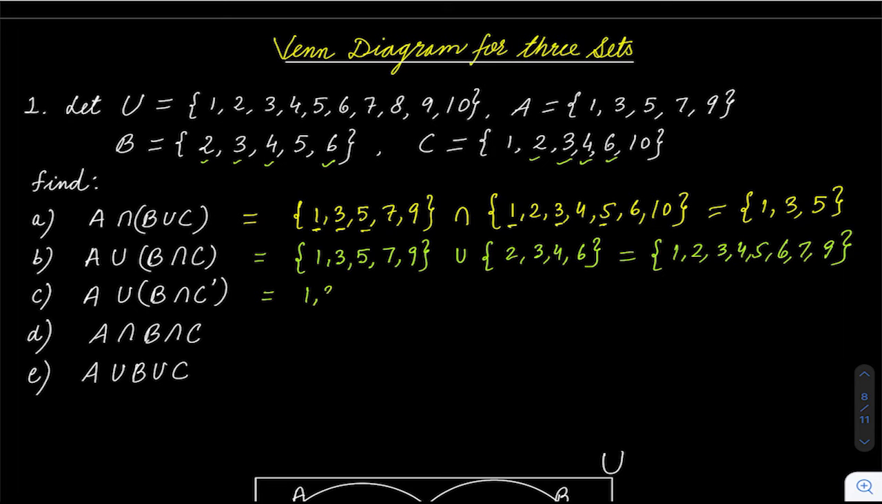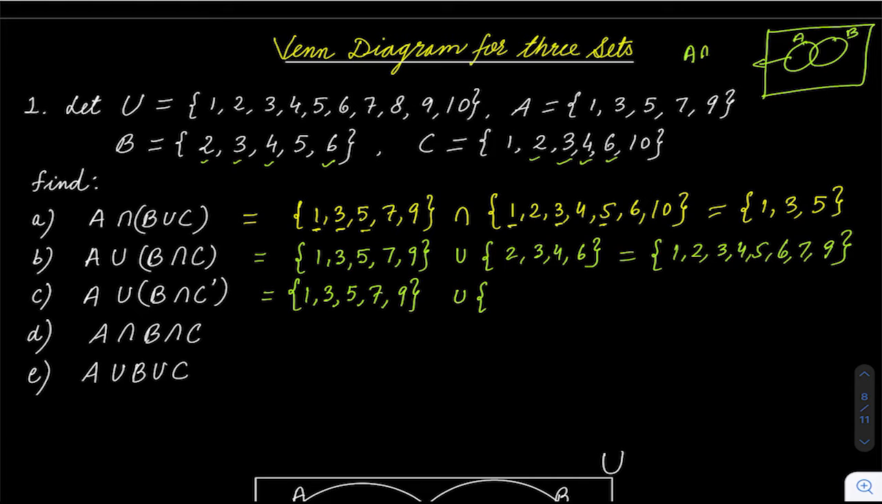Next is A union. A is 1, 3, 5, 7, and 9. This is my set A. Union, and this time I have to go for B intersection C complement. Try to remember this. We discussed that if two sets are there, let's say A and B, then this part is A intersection B complement, and only this part is B intersection A complement. We discussed this in the last video.